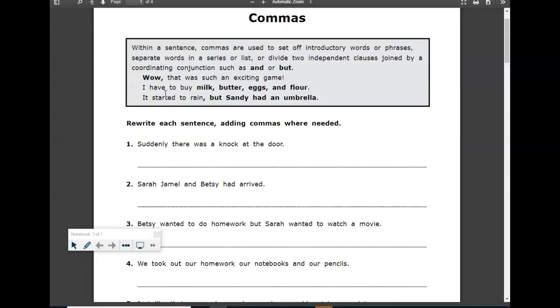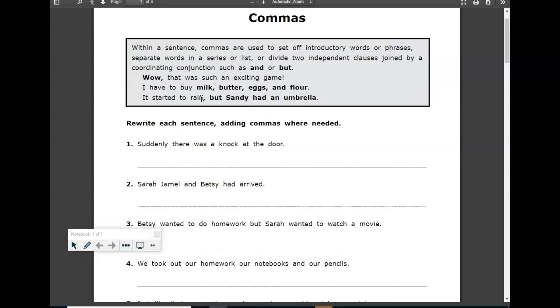Or we're going to divide two independent clauses. And remember, a clause is two independent sentences, so we're putting them together into one, joining those together with a conjunction, such as the word and or but. So, for example, it started to rain, but Sandy had an umbrella. So I put a comma behind the word rain and right in front of the word but.